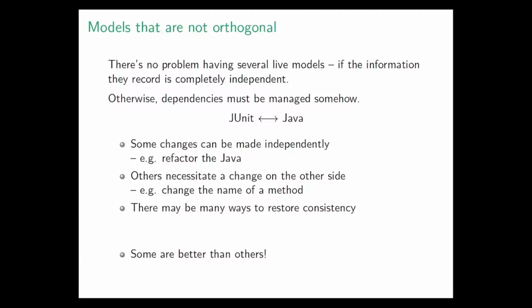So if, for example, I decide to change the name of a public method in my Java code to something more descriptive, and that method is invoked from the JUnit tests, then I have to update the name in the invocations as well. There might be many different ways to restore consistency, or infinitely many ways even, and some of them will be better than others. So I could perhaps come along and say, oh, well, I will simply delete every JUnit test that invoked the method whose name I've just changed, and that's probably not what we want to do, because it throws away a lot of important information in the JUnit tests.